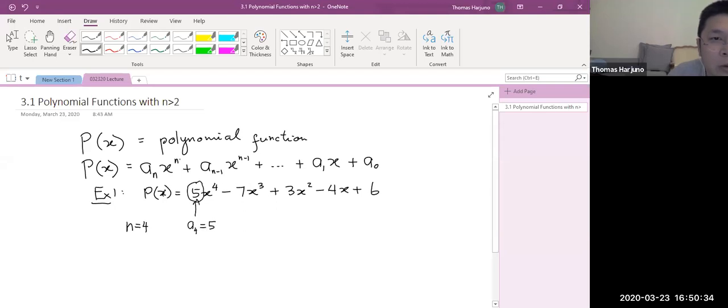Now, I know this notation here, let me highlight that, seems to be quite scary, but it just gives us the basic pattern of a polynomial. Let's say, for example, what is a subscript 3? What is the coefficient of the term with degree 3? As you see, it is negative 7. The coefficient of the term with degree 2 is 3. The coefficient of the term with degree 1 is negative 4. And the constant term, the term without any x, is 6.